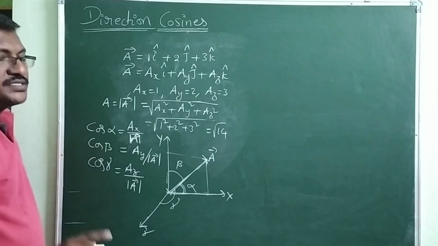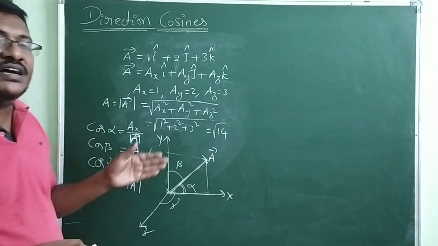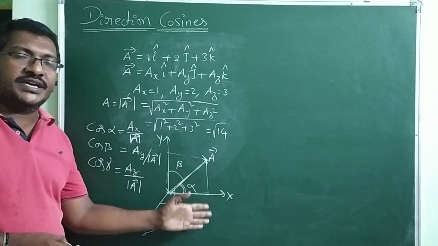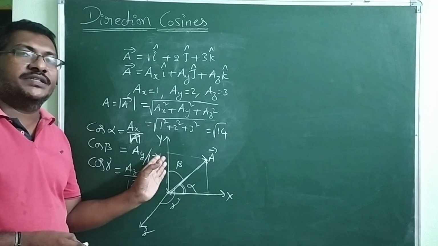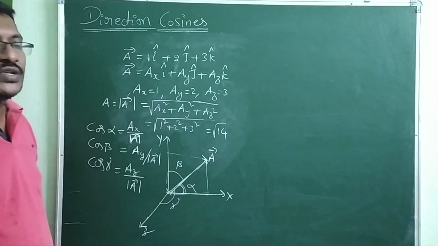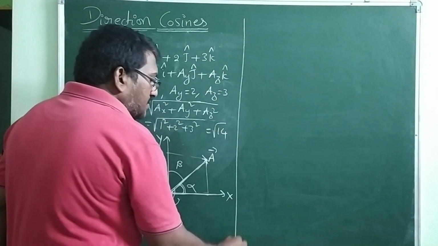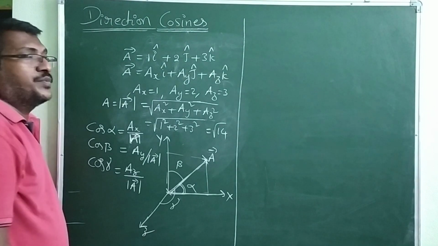These three are called as the direction cosines. These are helpful to calculate the direction of the vector. That means angle made by the vector with x-axis, angle made by the vector with y-axis, angle made by the vector with the z-axis. So from this, what is the value of cos square alpha plus cos square beta plus cos square gamma? Important, Nana.